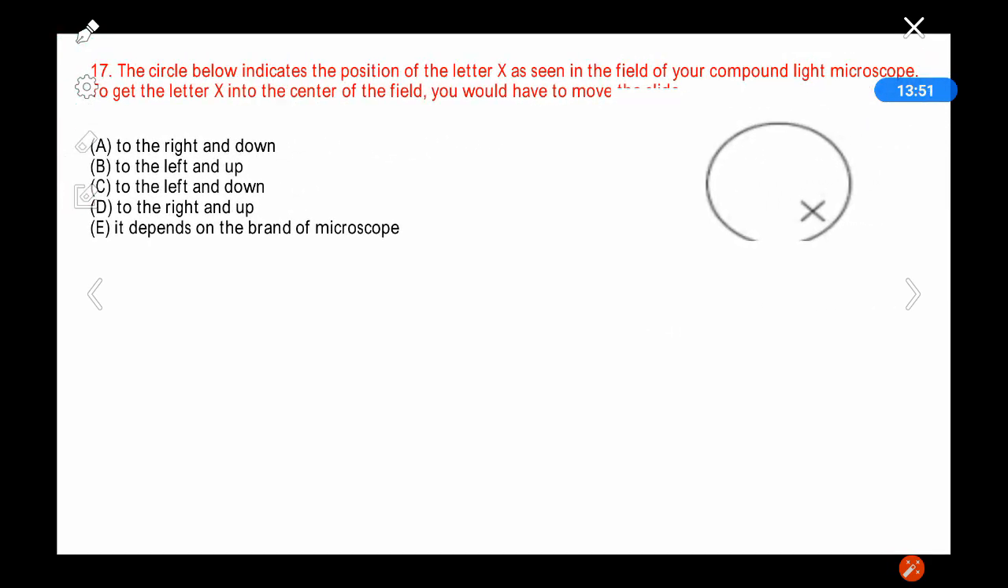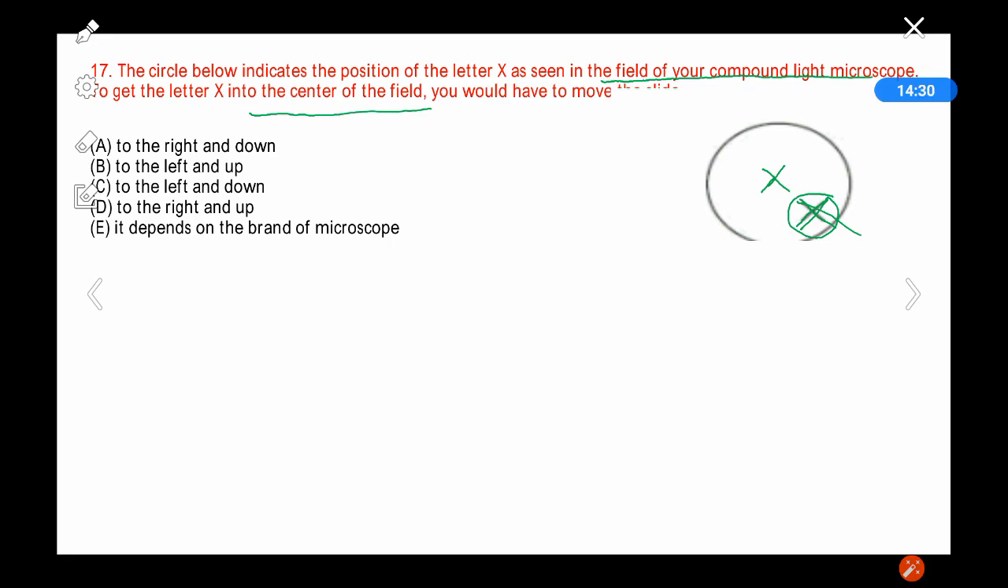Here we have a slide that contains a figure, as we see. The question asks: the circle below indicates the position of letter X in the field of your compound light microscope. We know that all of us use a compound light microscope. If you want to get the letter X into the center of the field, to bring it here, what do we have to do?